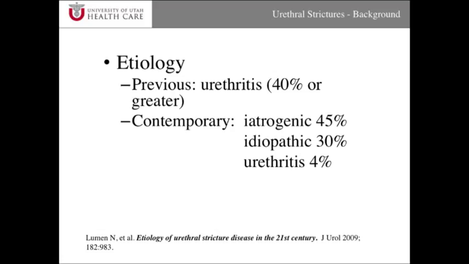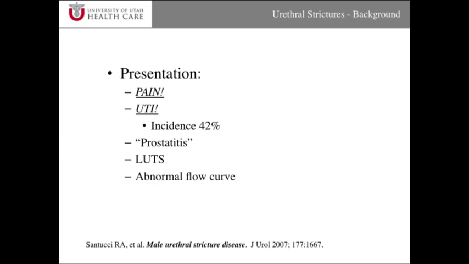And then the other leading cause is what we call idiopathic. This just means no known cause. And the majority of patients we see seem to have this, especially when they're younger. Then urethritis is a relatively rare cause of urethral strictures currently.